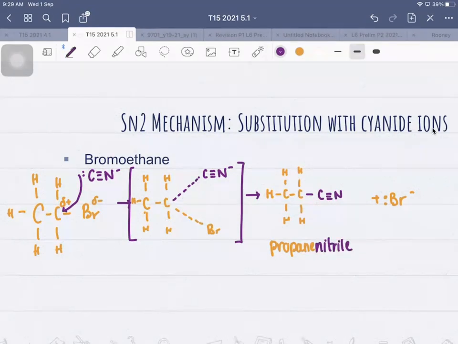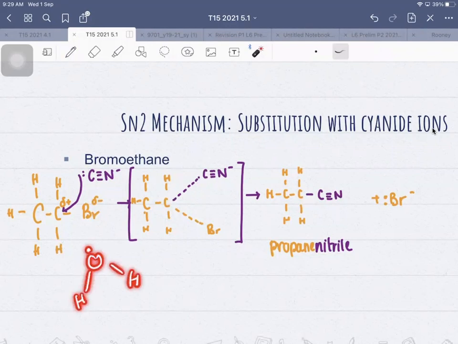So imagine if you use aqueous, you will have water. And water will also want to attack your halogenoalkanes. So that's why we don't use aqueous as the solvent, but we use ethanol as the solvent.